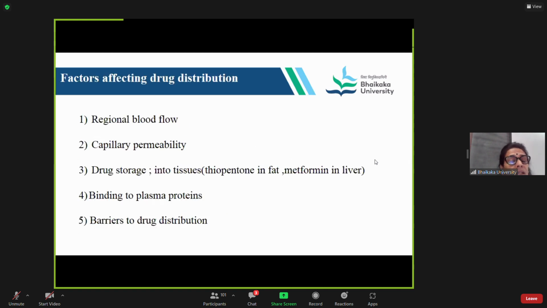Coming to the second objective, what are the factors which affect drug distribution? Say regional blood flow. You all know that if the vascularity is more, blood flow is more, then distribution is very fast. Again, the capillary permeability. All lipid soluble drugs are permeable across all the barriers. Then drug storage. There are certain drugs which store in particular tissue, as I told you, thiopentone in fat. And another example I have written is metformin, which stores in liver. So what are the implications here? With fat stores and liver stores, the drug will be stored for a longer time, may take time to eliminate, or may have a shorter duration of action. The other important factors are binding to plasma protein, and barriers to drug distribution.